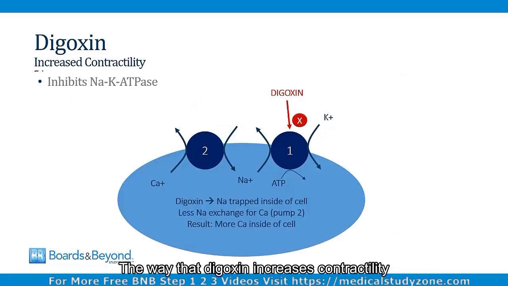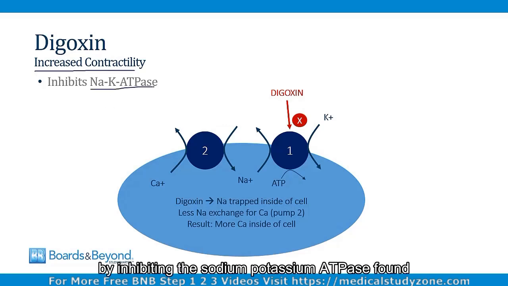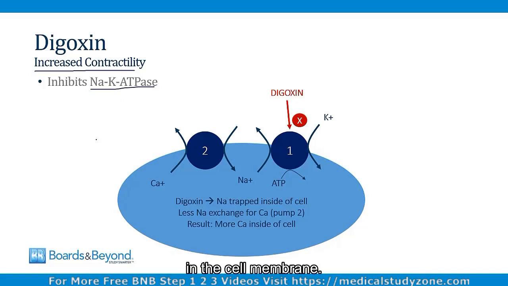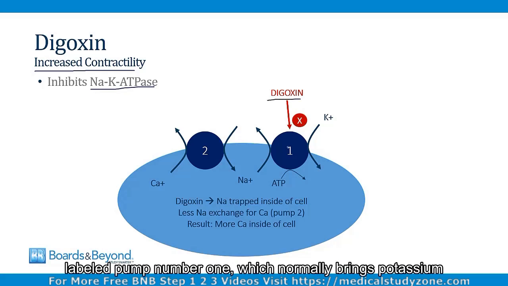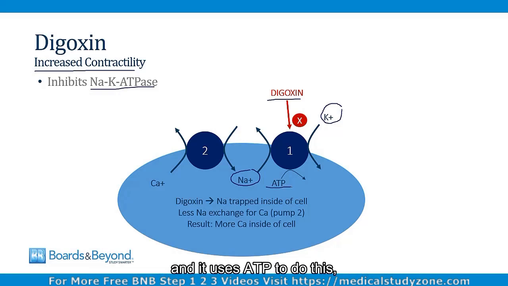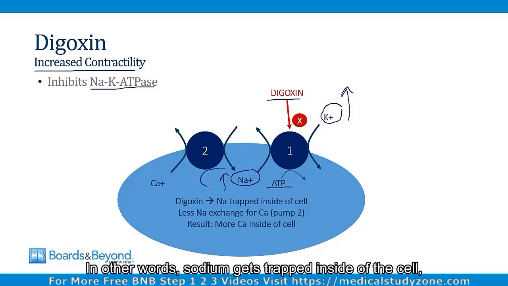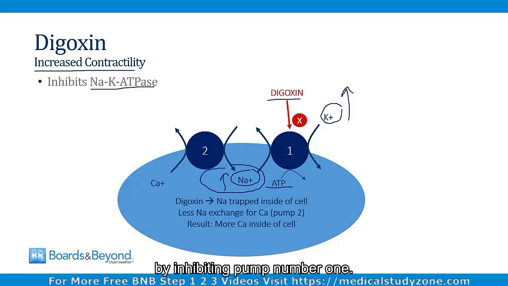The way that digoxin increases contractility in cardiac myocytes is by inhibiting the sodium-potassium ATPase found in the cell membrane. If you look at this slide here, what digoxin does is block this pump here, labeled pump number 1, which normally brings potassium into myocytes and withdraws sodium from myocytes, and it uses ATP to do this, so therefore it's an ATPase. When digoxin inhibits this pump, there will be more potassium extracellularly and there will be more sodium intracellularly. In other words, sodium gets trapped inside of the cell by inhibiting pump number 1.